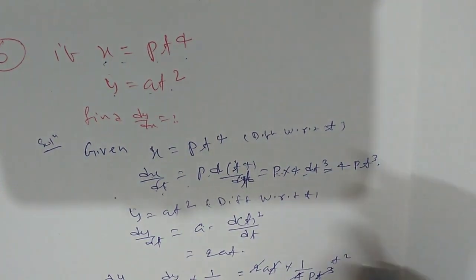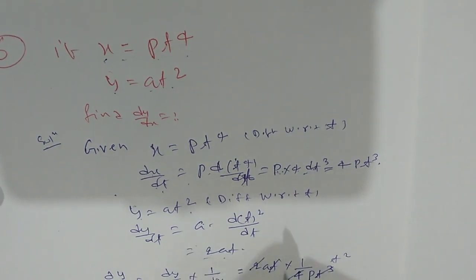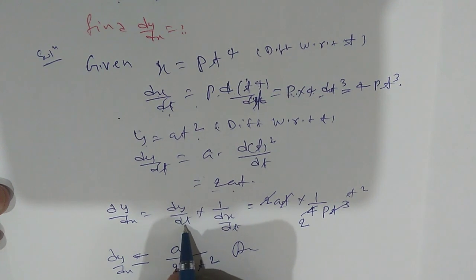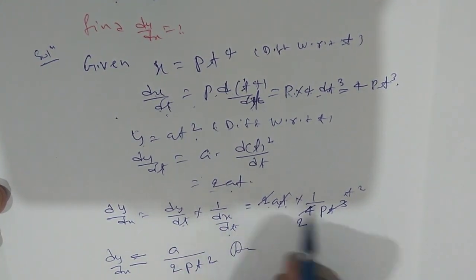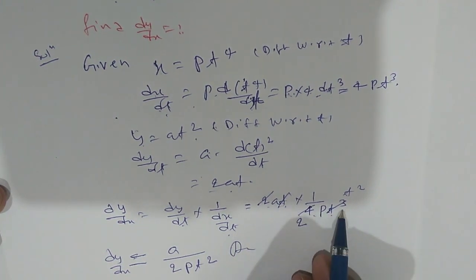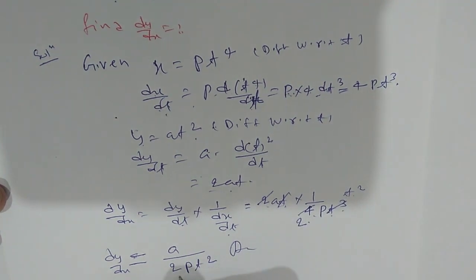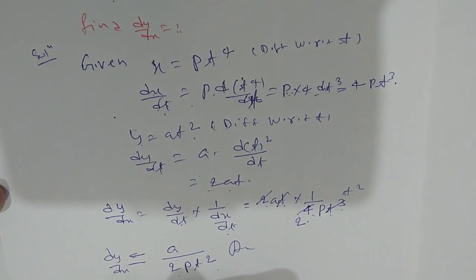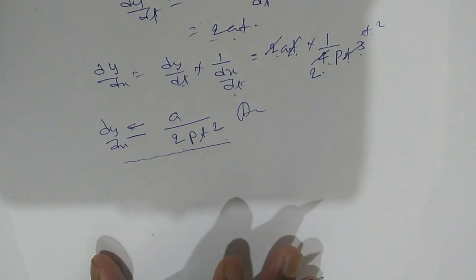Next one is a t square, so we get 2at, and dy by dx we write as dy upon dt into 1 upon dx upon dt. Putting the values, 2at upon 4 p t cube, t cancels out, t square, and 2 by 4 is 1 by 2, so right here a upon 2 p t square. These are all the basics, so today I am solving the basic parts.